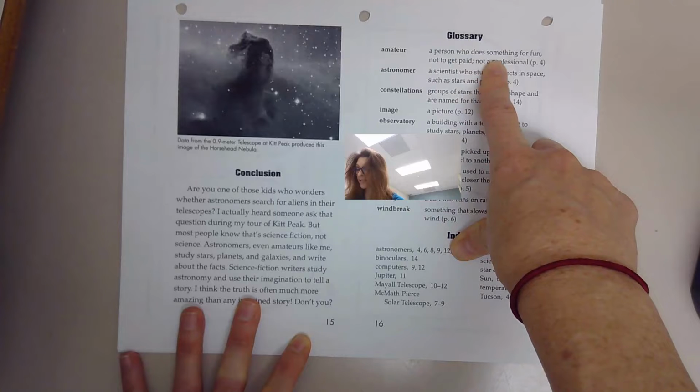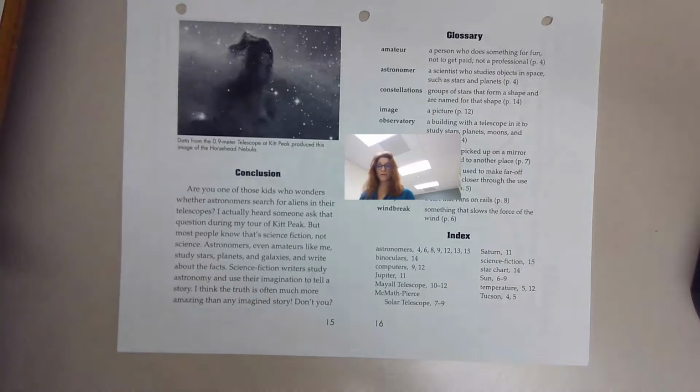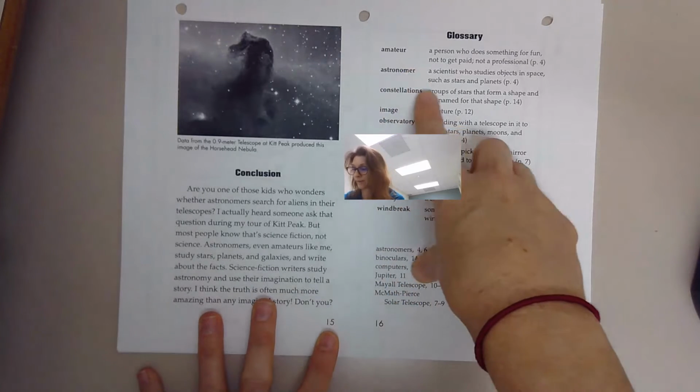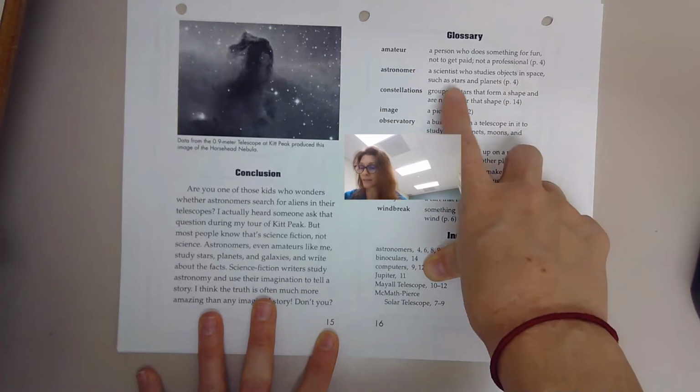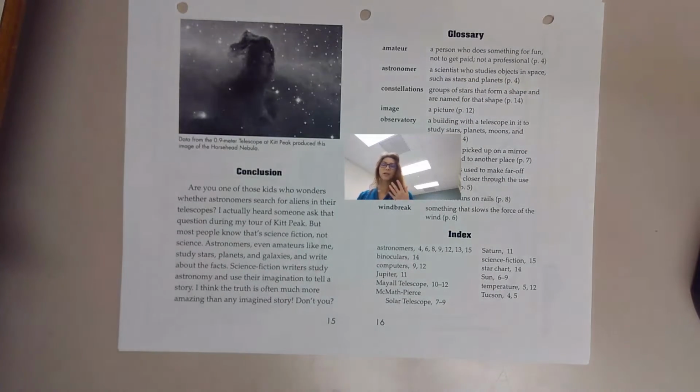Amateur: a person who does something for fun, not to get paid, not a professional. Something you do for fun, it's a hobby, something that you're just doing, you're an amateur. Amateur can also mean that you're just starting out at something. Okay, astronomer, what does astronomer mean? A scientist who studies objects in space, such as stars and planets. So an amateur astronomer is somebody who is checking out what's happening in space, the stars, the planets, asteroids, meteorites, all those things, but they're not getting paid for it. It's not their job. It's something that they're doing because they're interested in it and it's for fun.